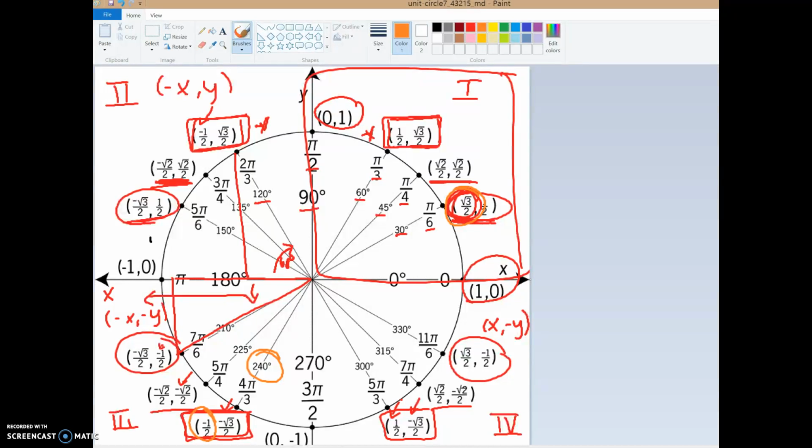You will need to memorize this entire unit circle. You will have to know all of your degrees, all of your radians, all of your ordered pairs for this entire circle. So I'm going to post some resources to help you with that. I hope this finishes up this section for you.